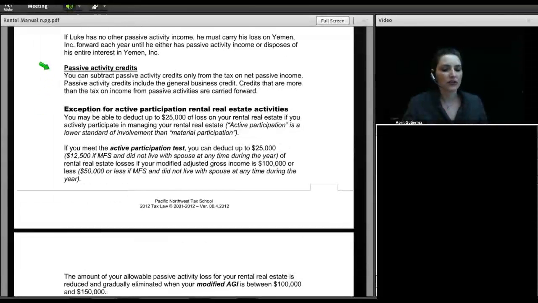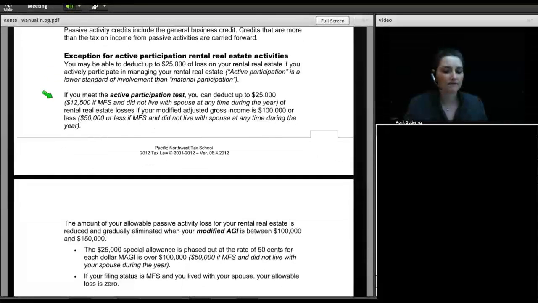Also, passive activity credits. Earlier today I mentioned the disabled access credit. That would be an example of a credit that you might claim in a passive activity. If your passive activity is generating a loss and you have a credit against that same activity, you're also not going to be able to claim the credit. But you can subtract passive activity credits only from the tax on net passive income. If you have no tax on passive income, the credit is disallowed and carries forward. Credits that are more than tax on income carry forward each year.